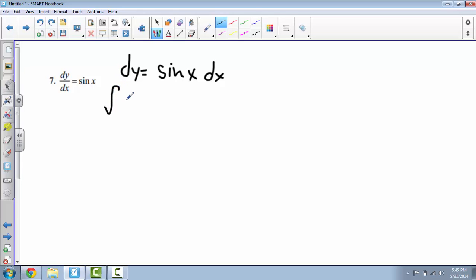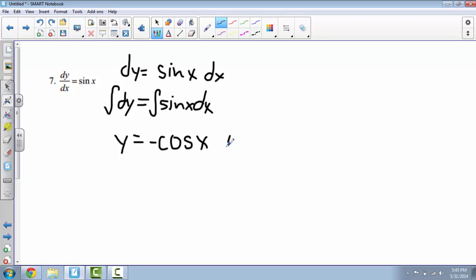Now, to get back to the original function, you're going to have to take the integral of dy. However, if you're going to take the integral of one side of the equation, you have to take the integral of both sides, which means that you're going to have to take the integral of sine of x dx. This will mean that the integral of dy equals the integral of sine of x dx. Now, after taking the integral of dy, you'll be left with y. And after taking the integral of sine of x, you'll be left with negative cosine of x. And since you are taking the integral with respect to x, you're going to have a constant, and you're going to add it on.